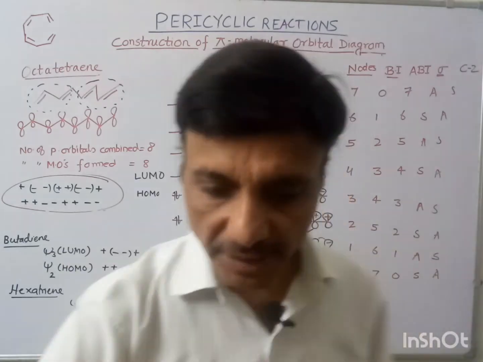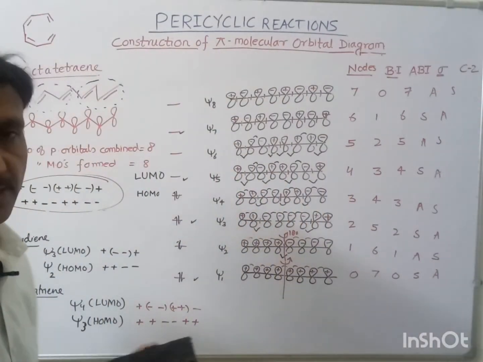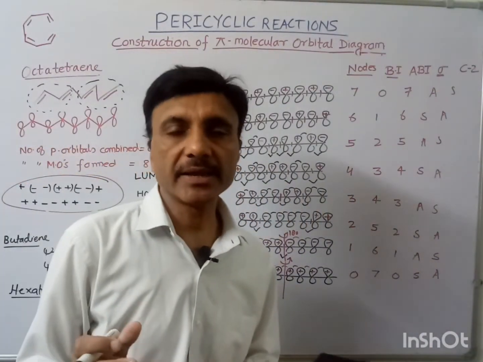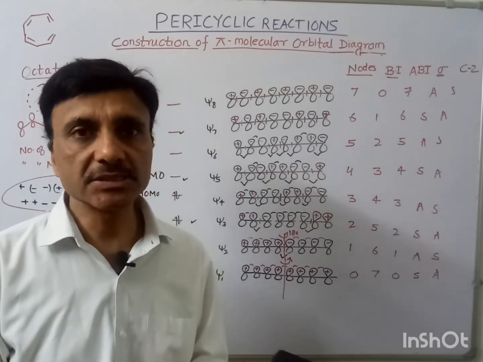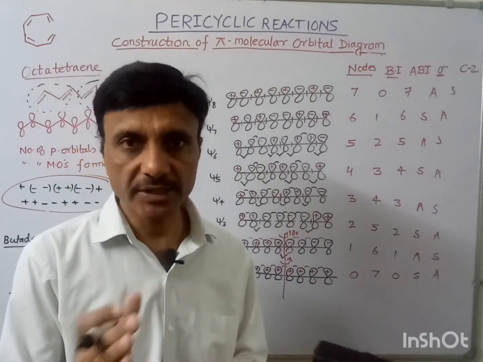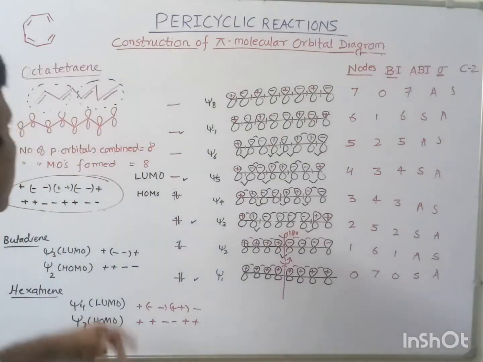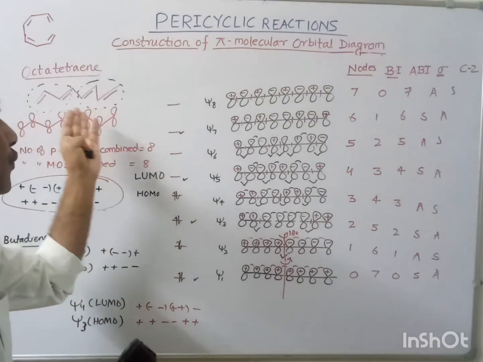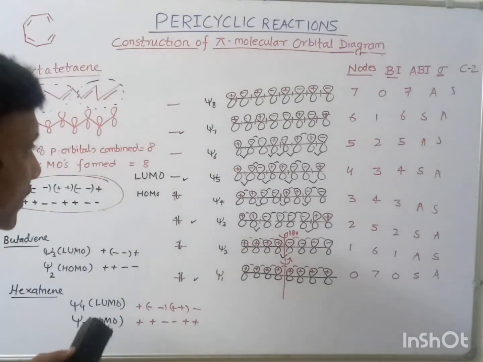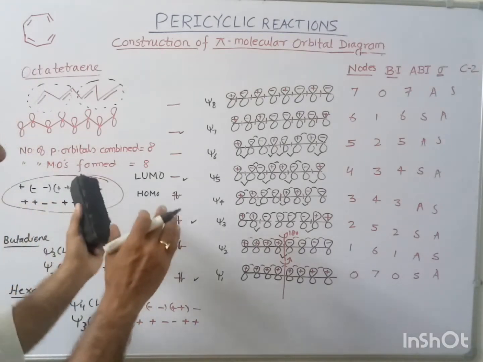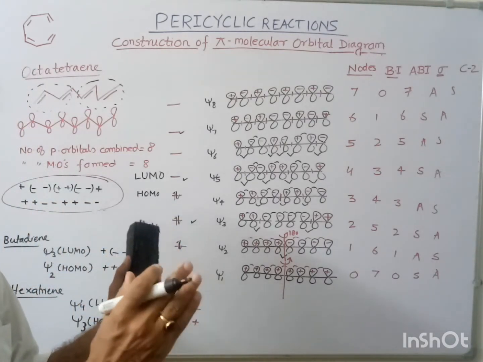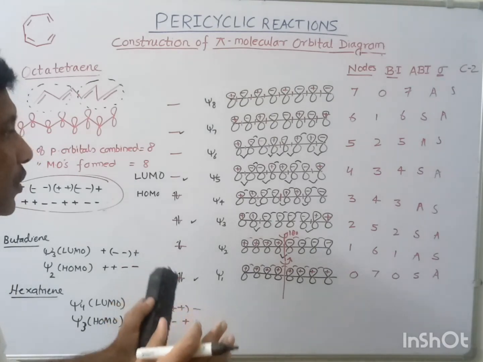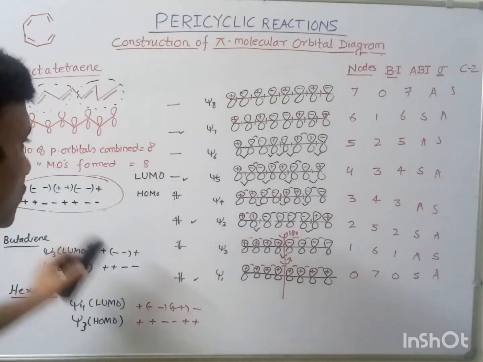How can we understand this? It is similar to butadiene. Butadiene can be considered as a combination of two ethene systems. In the same way, this can be considered as a combination of two butadiene systems. So let's see how we can combine the molecular orbitals of two butadiene systems to get this molecular orbital.